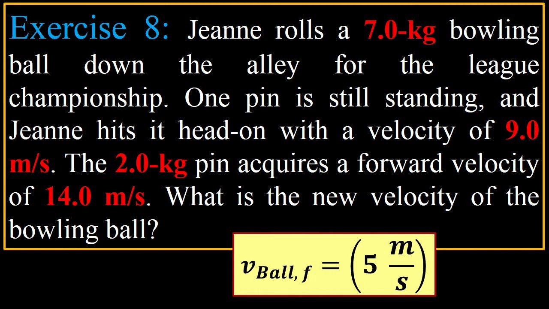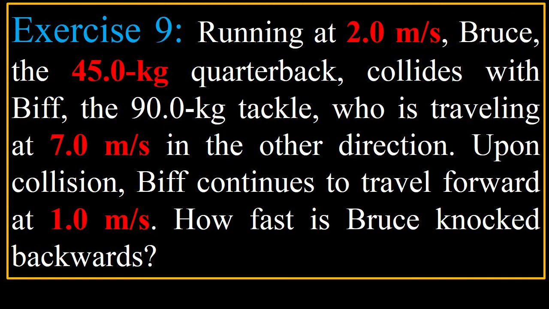The next one is the change in momentum. All right, let's do this first. Running at 2 meters per second, Bruce, the 45-kilogram quarterback, collides with Biff, the 90-kilogram tackle, who is traveling at 7 meters per second in the other direction. Upon collision, Biff continues to travel forward at 1 meter per second. How fast is Bruce knocked backwards?